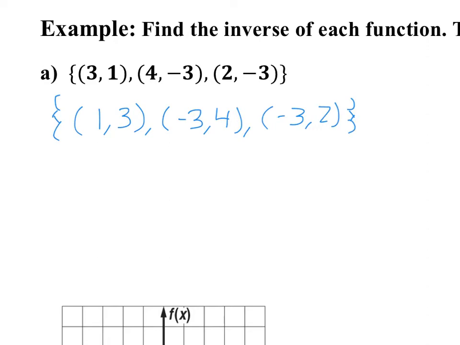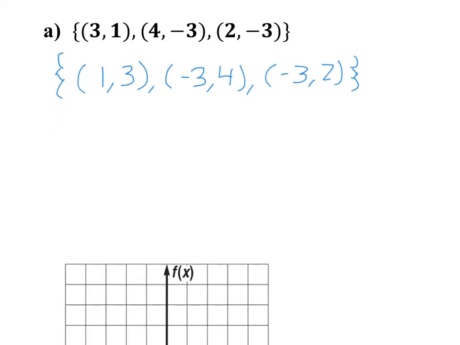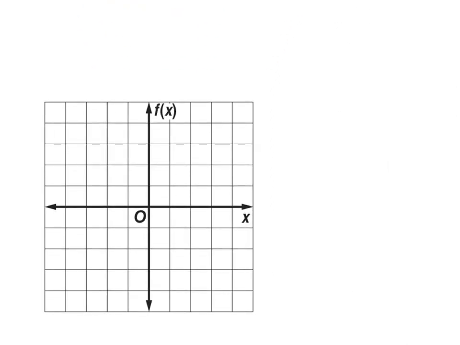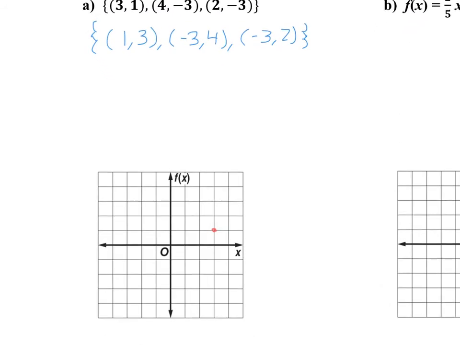All right, and now we're supposed to graph both the function and its inverse. So I'll do the original function in red: 3 comma 1, 4 negative 3, 2 negative 3. All right, so this is a function because it passes the vertical line test. Now let's graph the inverse.